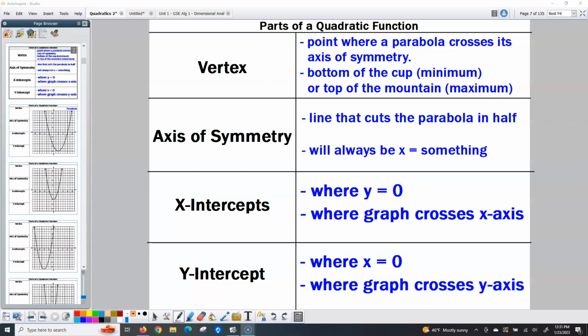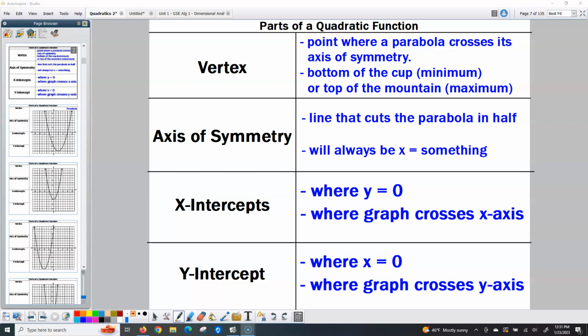The axis of symmetry will be x equals something. It will never be y equals something. It's always going to be x equals a number. Going back up to the vertex, that's the point where it crosses the axis of symmetry, and it's going to be at the very bottom of the cup. We'll call that a minimum, or the top of the mountain, we'll call that a maximum.